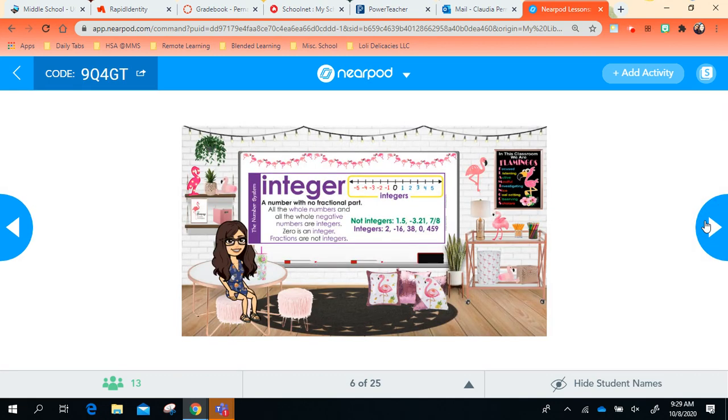Integer, a number with no fractional part. So it's important for when I say integer that you know what I'm talking about. So an integer is a whole number. It can be a positive whole number. It can be a negative whole number. But that's what an integer is. An integer is not a decimal. It is not a fraction. It is not a repeating decimal. It is none of those things. All the whole numbers and all the whole negative numbers are integers.